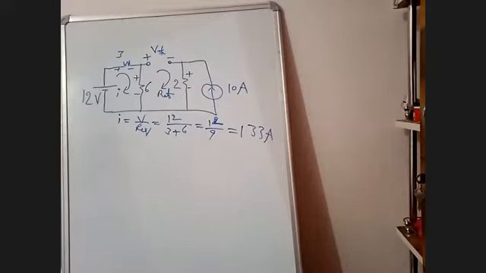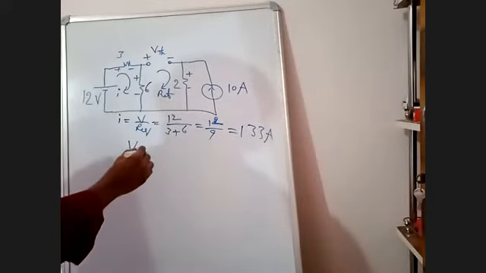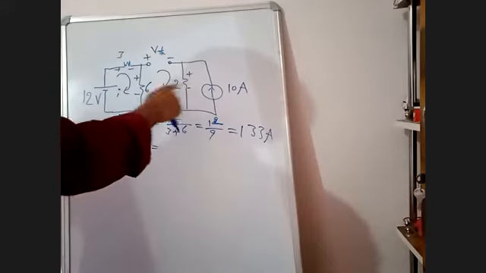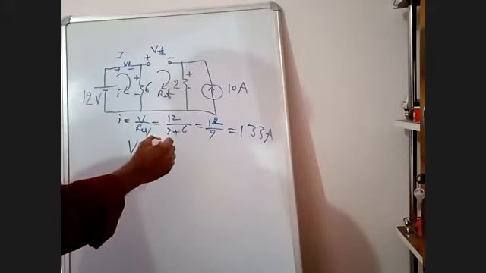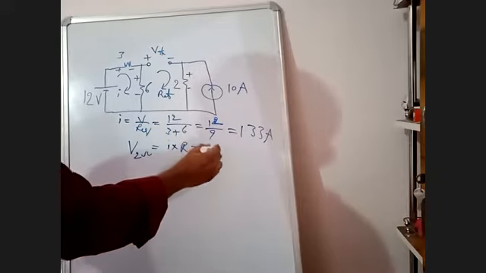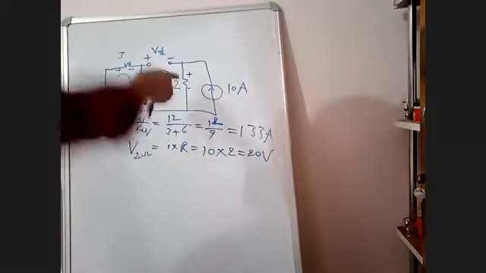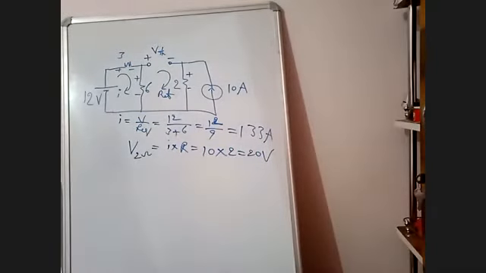Now, I will determine the voltage in 2 ohms. These two are parallel. If they are in parallel, the voltage is I into R. I is 10, resistance is 2, so the voltage in 2 ohms is 20 volts.